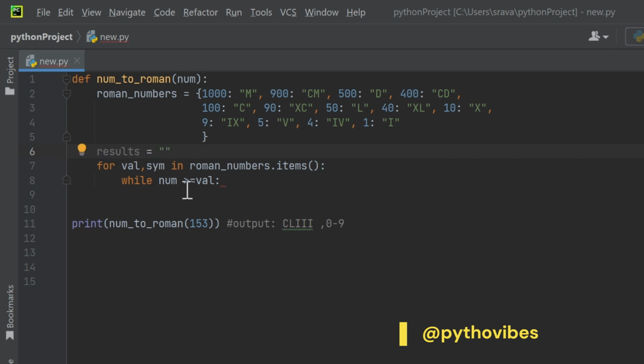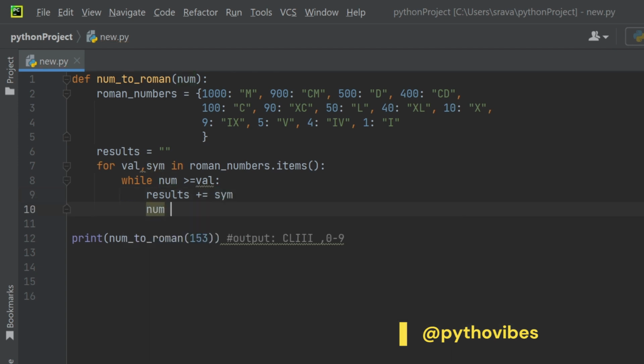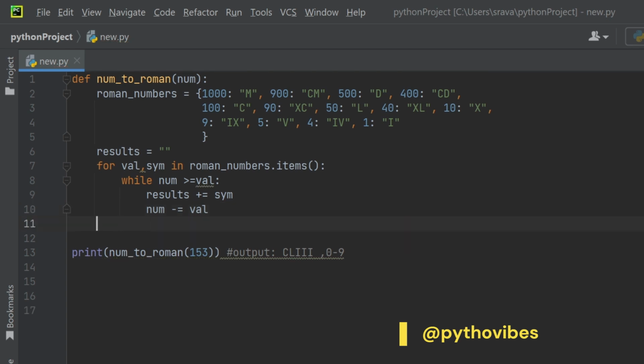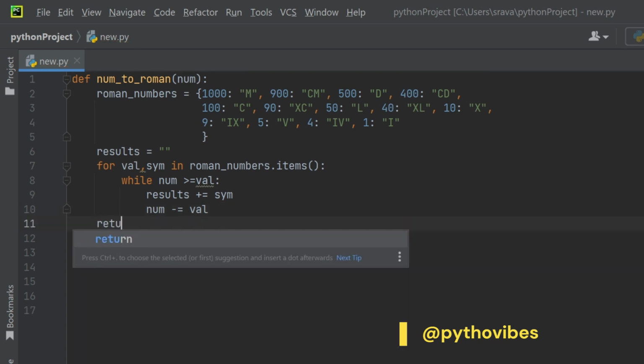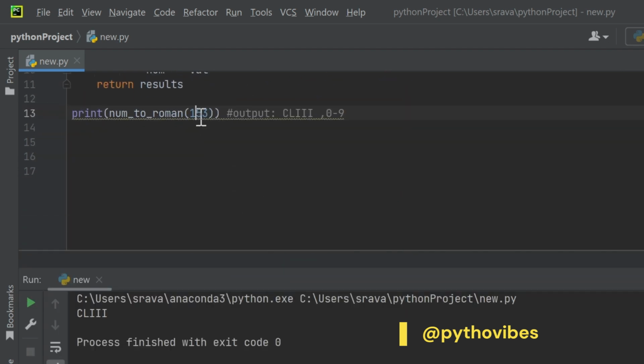That will be a string here, results plus this symbol, and then we need to reduce that number by using the corresponding value we got, and at the end return the results. If we just write it here, we will get the answer. So let me just test the output. I have given 153 here, and let me test it with 150.